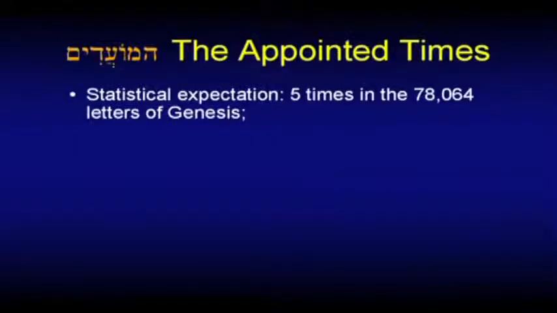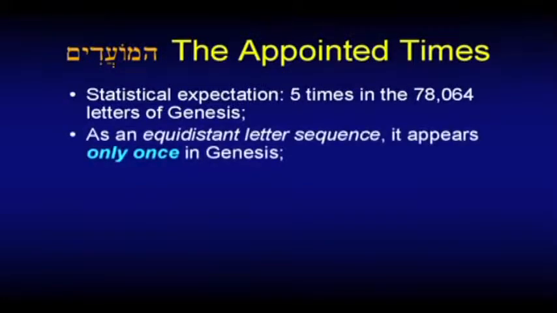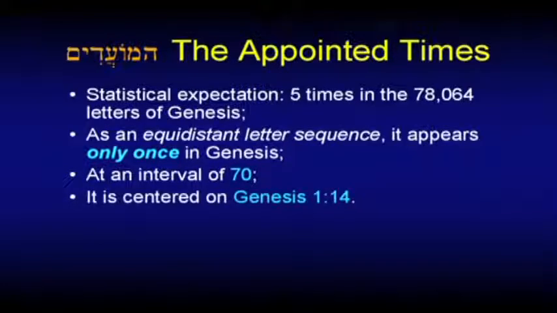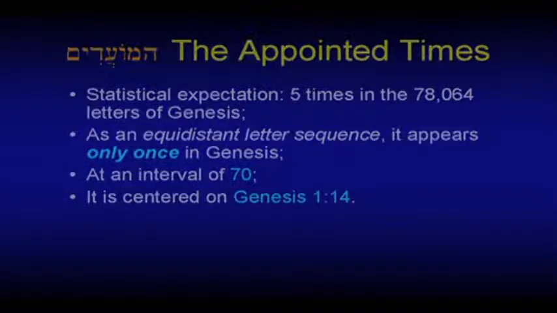Hamoyadim is encrypted only once at an interval of 70. Now, just from the statistics of the letters, if you analyze it as a statistician, you'd expect that word to show up 5 times in the 78,000 letters of Genesis, just from statistical accidents. No, it only occurs once in Genesis at an interval of 70, the exact number of appointed times, and it is centered on Genesis 1:14, where that idea is introduced. How many of you think that's just an accident?